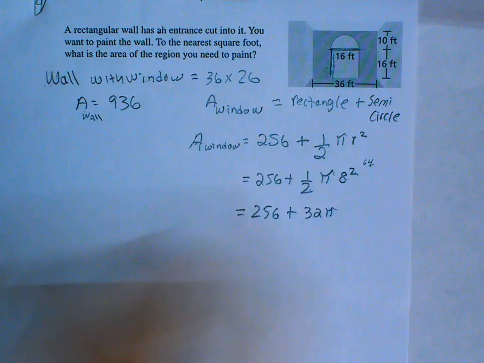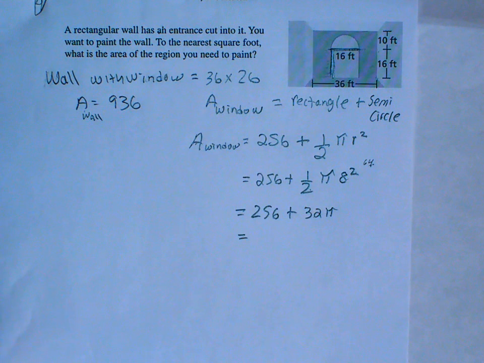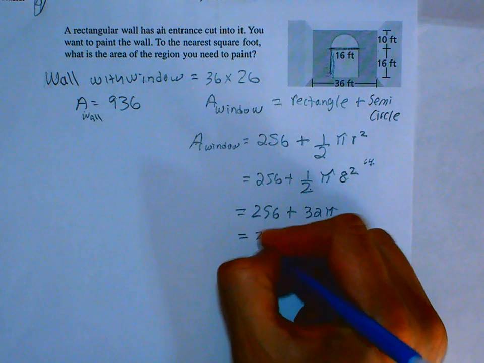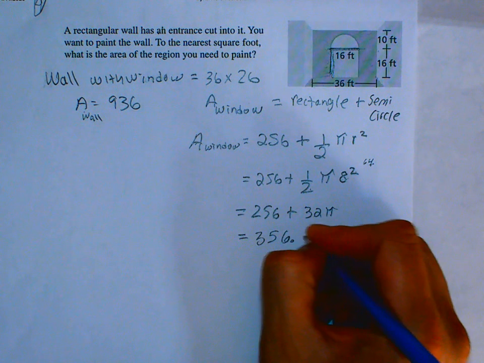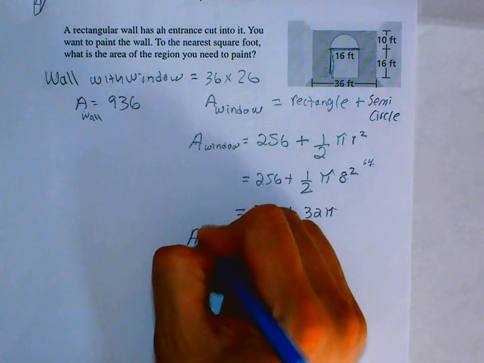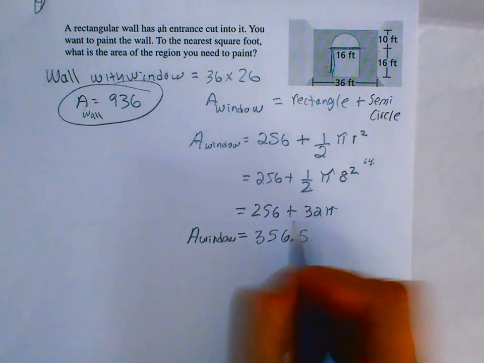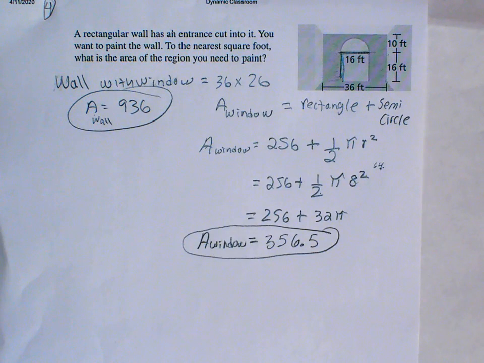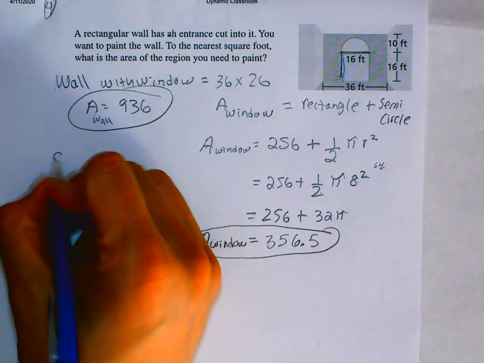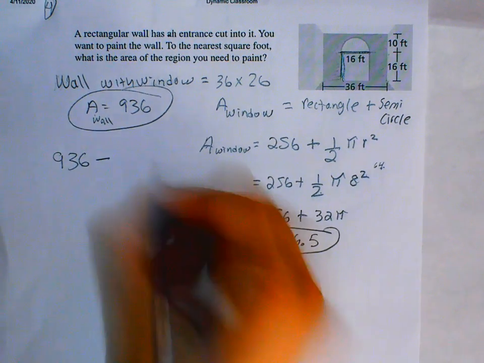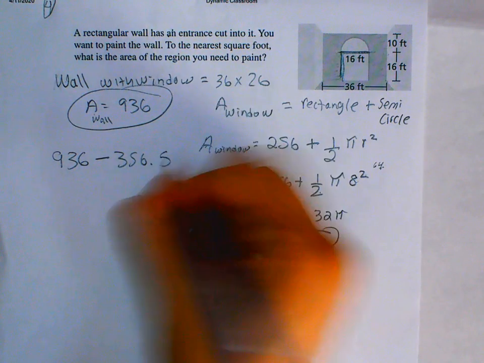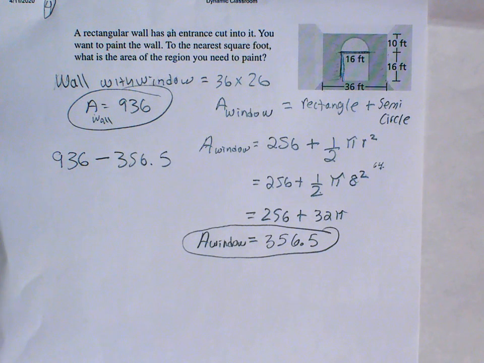So now I need to approximate what this is going to be. So 32 times pi, enter, then plus 256. That's going to give me approximately 356.5. Now that's the area of the window. Now what we've got to do is subtract this from this to get the area of the wall that we're going to paint. So 936 subtract 356.5. And then that's going to give me my final answer.